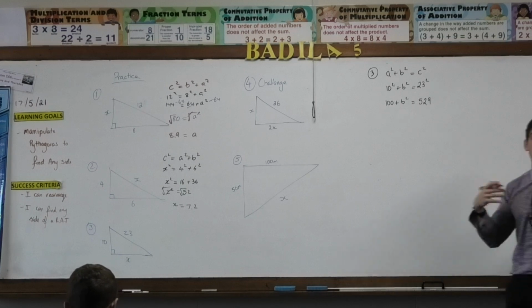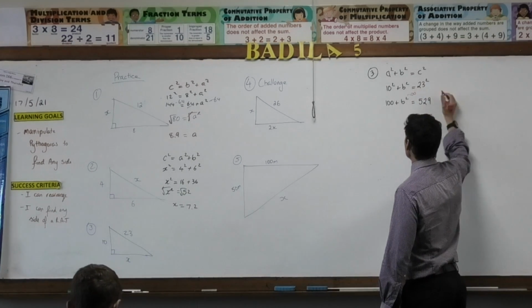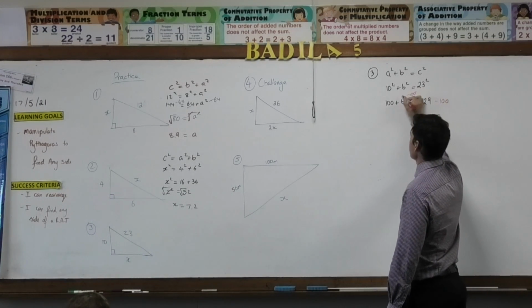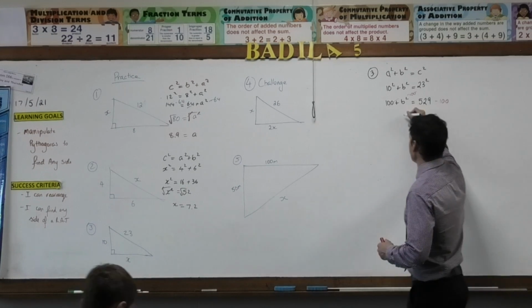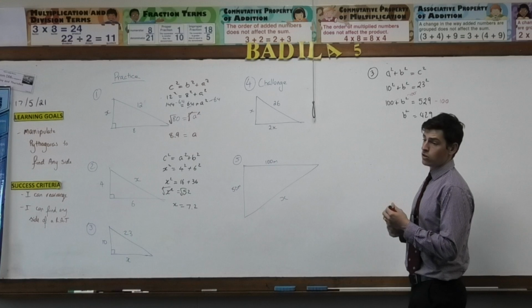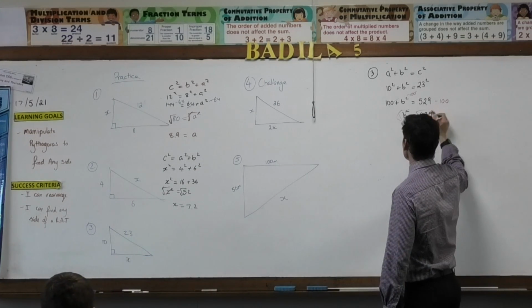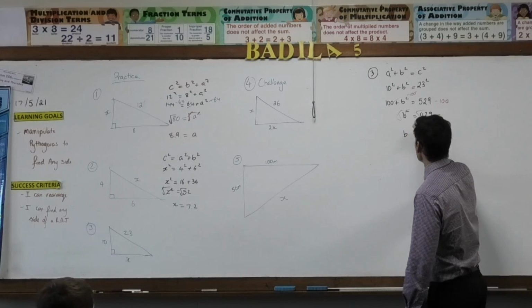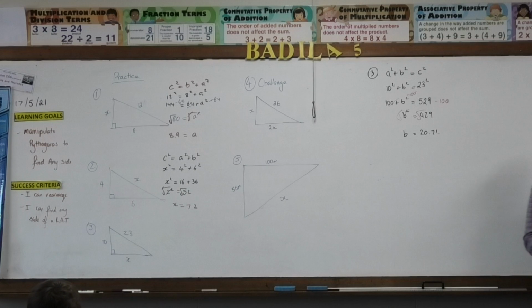Yes. How do I get rid of plus 100? I minus 100. Just from one side? From both. What happens to the hundreds on the left? They cancel each other out. I'm left with b squared equals 429. How do I get rid of the squared? Square root. What's the square root of 429? 20.71. There's no units attached, so we're locked from there.